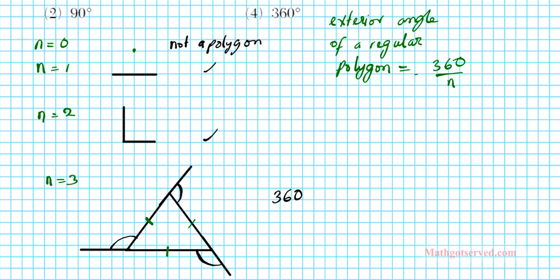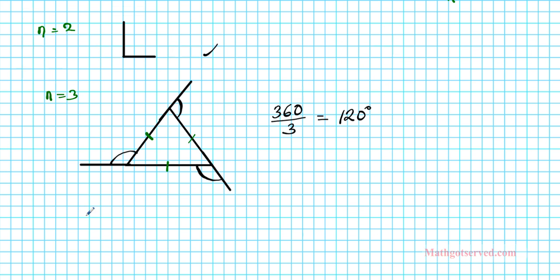So in this case, we have 360. The number of sides is 3. So when you divide 360 by 3, you're going to have 120 degrees. Now, what happens when you have more sides? What do you think is going to be happening? You have n equals 4, like a square. Let's draw that. So if you have n equals 4, make sure I make it a square. What's the exterior angle going to be? You're going to have 360 divided by 4, and your answer is going to be 90 degrees.